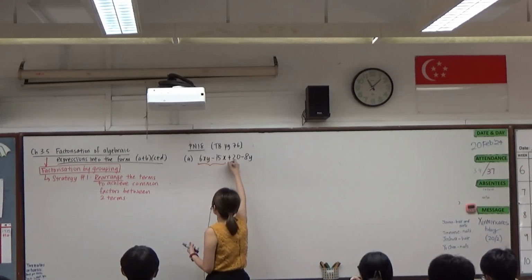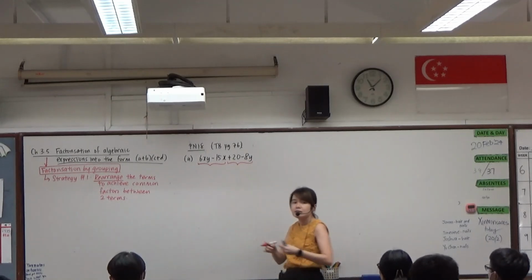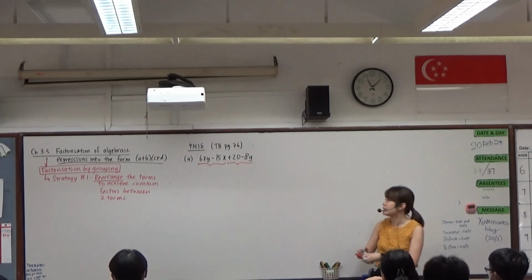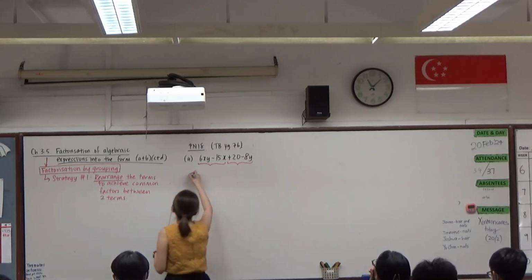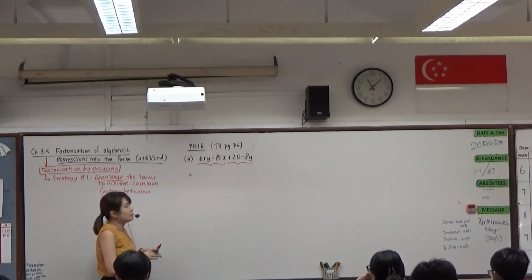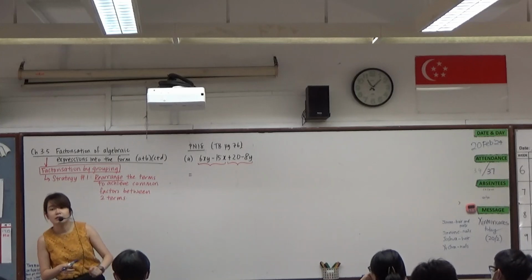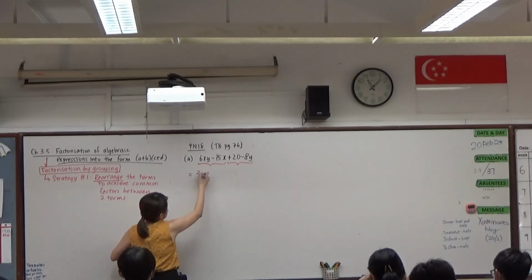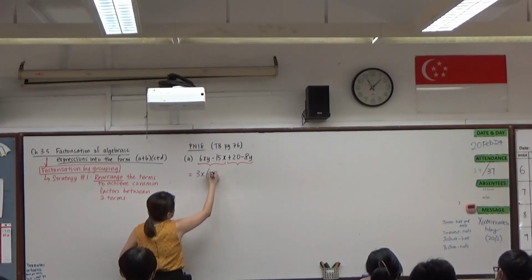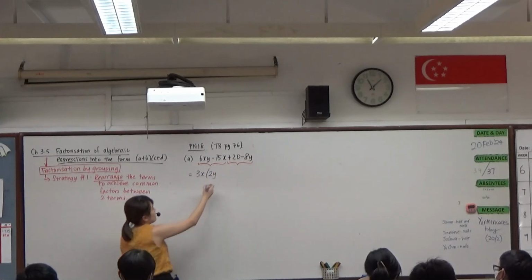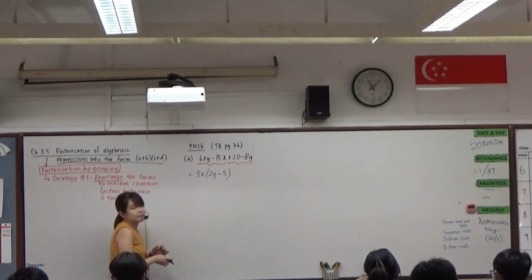Okay, so I briefly observe these two terms and these two terms together, since they are common factors, right? So 6xy minus 15x, what's the common factor? 3x. And then we'll be left with 2y minus 5, right?